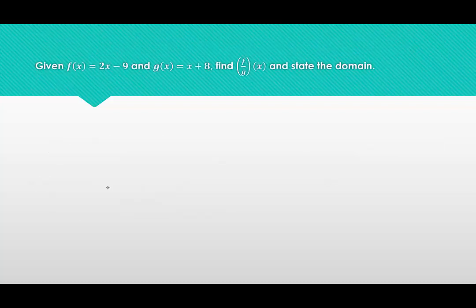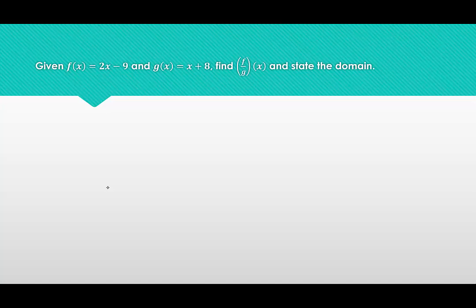Let's look at our first example. Given f of x equals 2x minus 9 and g of x equals x plus 8, we want to find the quotient function f over g of x and state the domain. Since f and g are both linear functions, so far we have no restrictions on the domain because linear functions' domains are all real numbers.